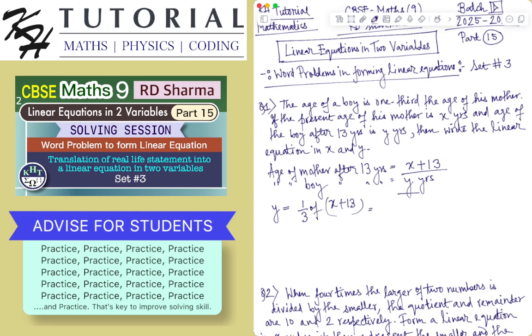Now the of operator is multiplication. So this is x plus 13 by 3. So we got the equation y equals x plus 13 by 3. Doing cross multiplication, we have 3y is equal to x plus 13, or the equation in the standard form in the variables x and y will be x minus 3y plus 13 is equal to 0. So this is the linear equation between the variables x and y.